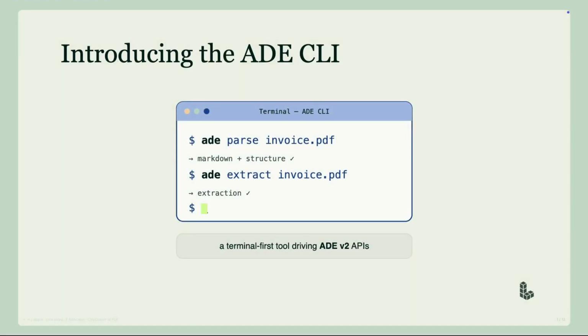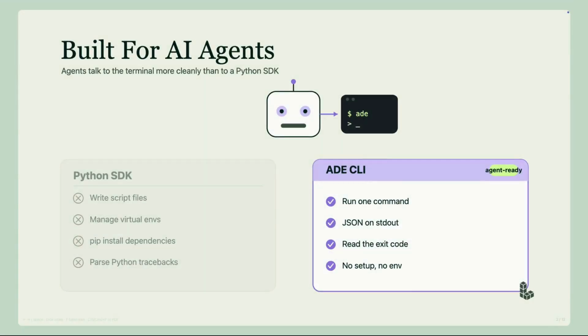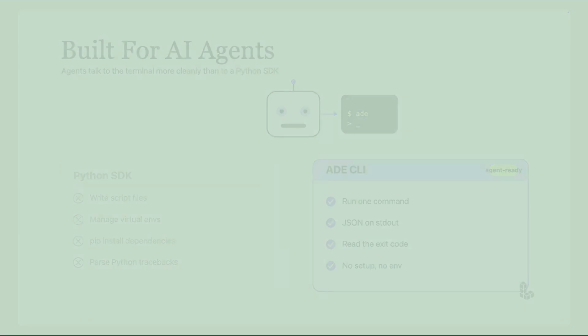Today we are exploring the ADE CLI, a terminal-first tool built to give your agents fast, structured access to agentic document extraction. Unlike SDKs that generate complex stack traces, the CLI gives agents a clean contract, single command runs, deterministic JSON on standard out, and zero virtual environment dependencies.